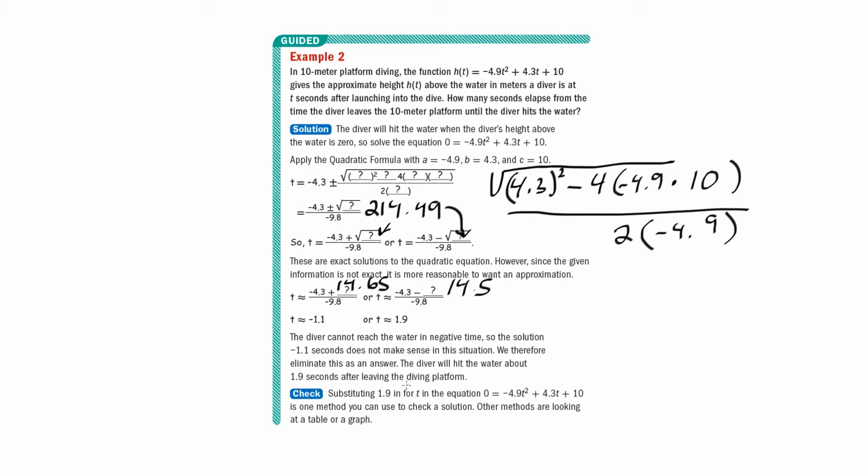Checking this answer can be done by substituting 1.9 into the equation. Another way to do it is to look at a table or a graph and get your answer from that to see whether this approximation is good enough.